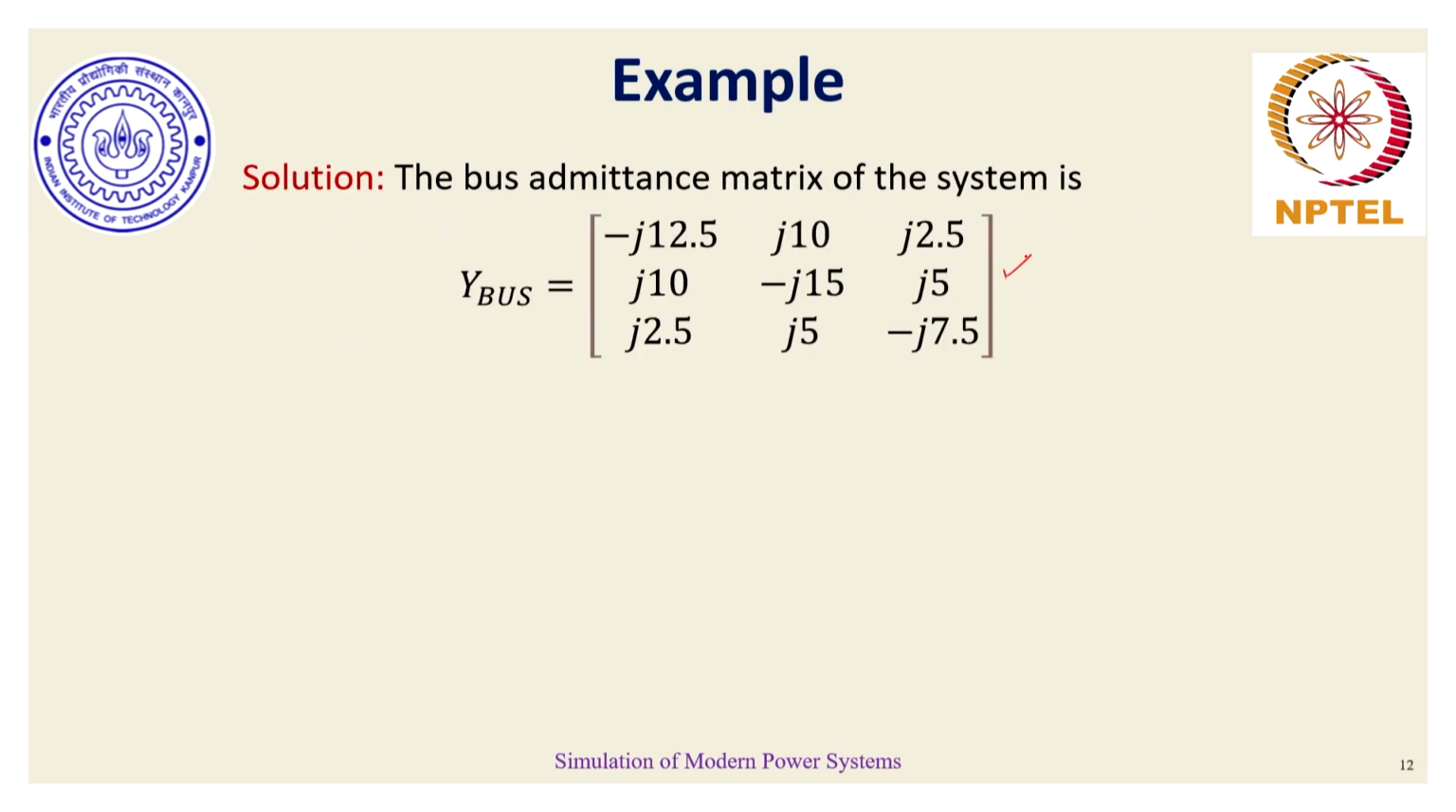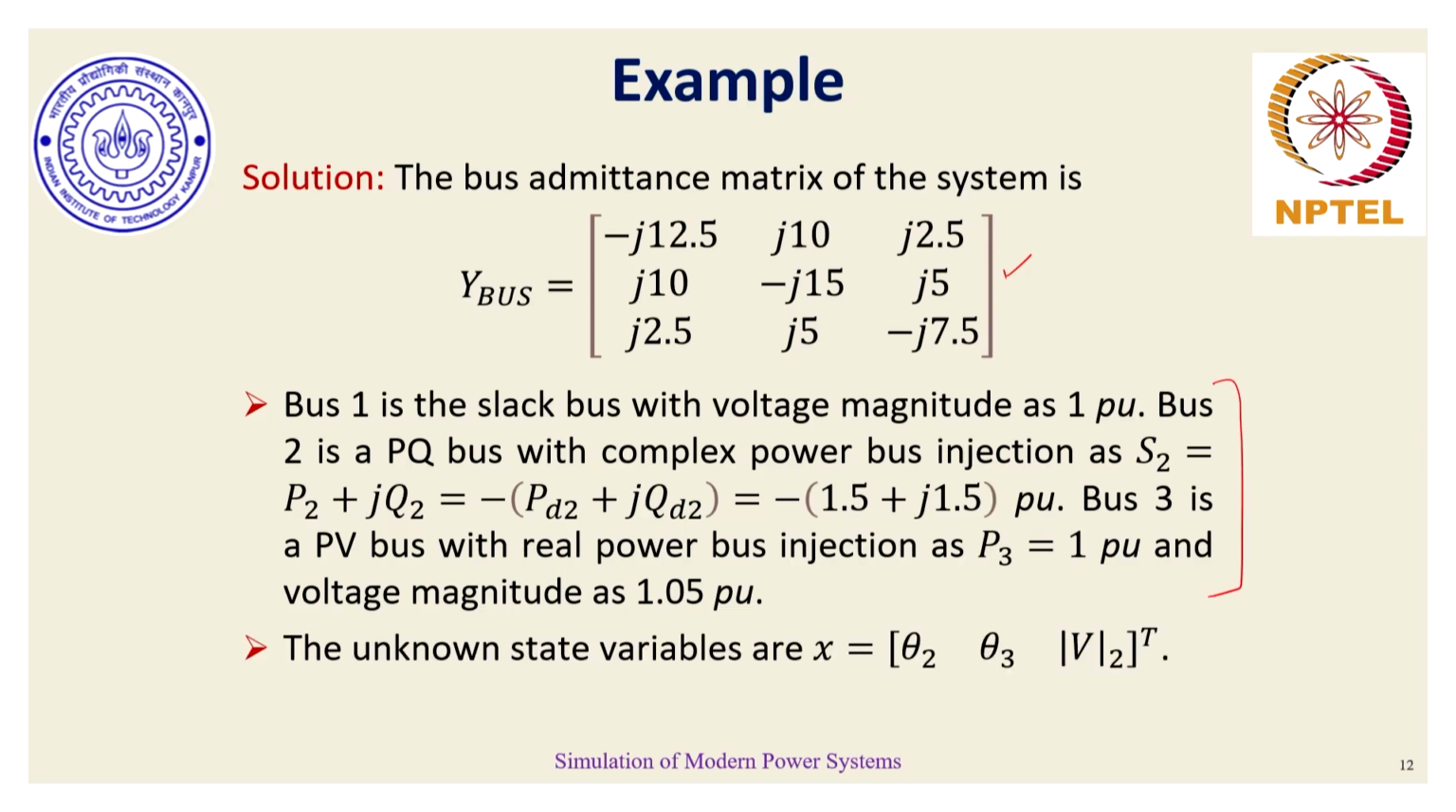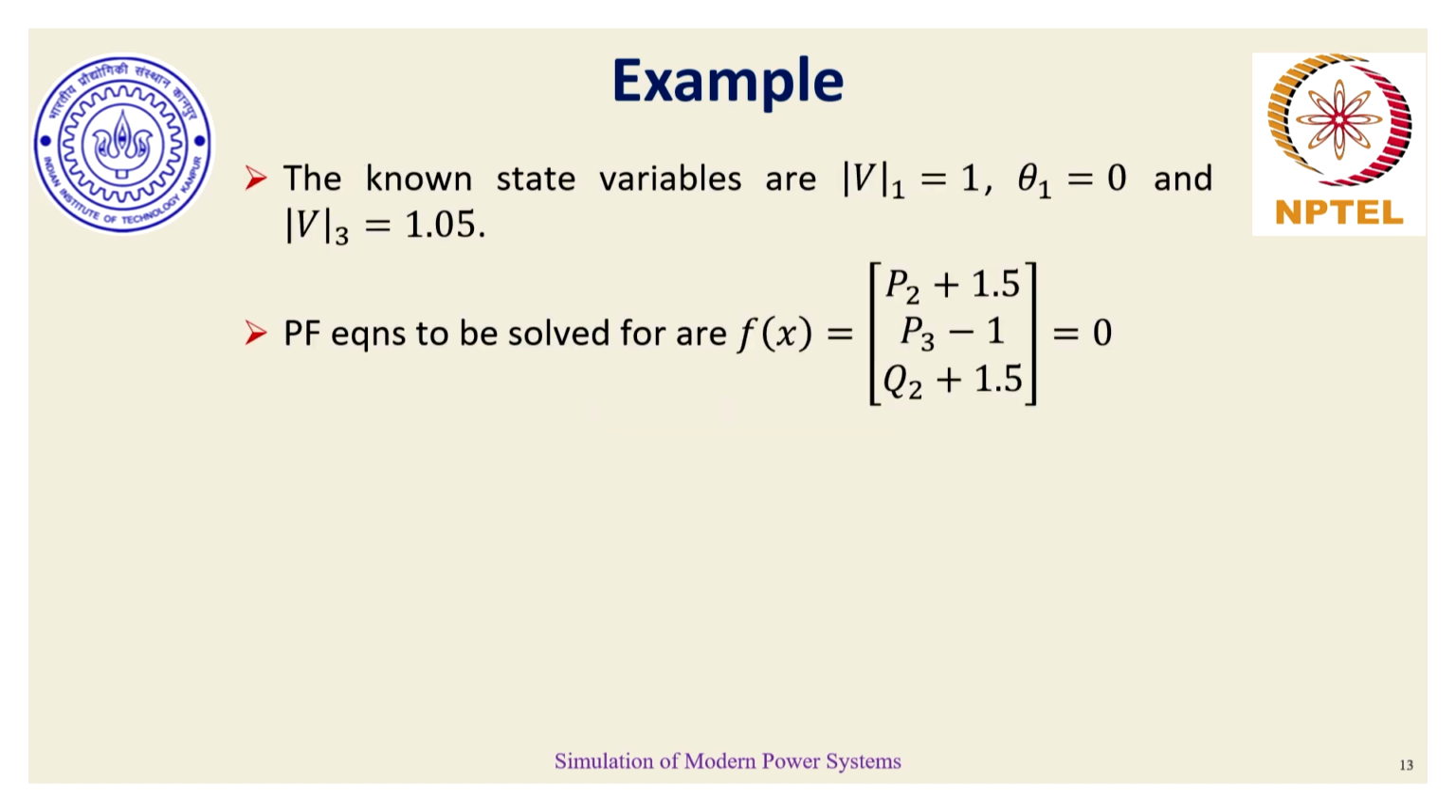So, we find the corresponding bus admittance matrix. The next point basically summarizes the data sheet that is available. The unknowns are the phase angles of bus 2 and bus 3 and the voltage magnitude of the only PQ bus, which is bus number 2. Corresponding to this x, actually this x is not a scalar, it should be boldface x. Corresponding to this x, the corresponding function f of x will also be a boldface function f of x.